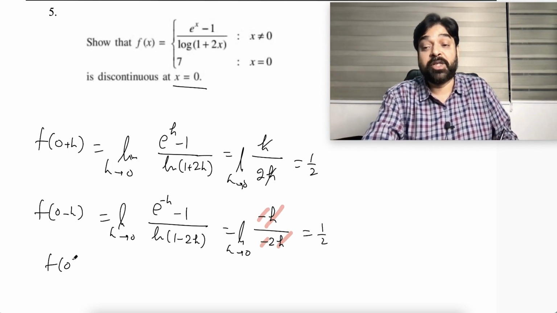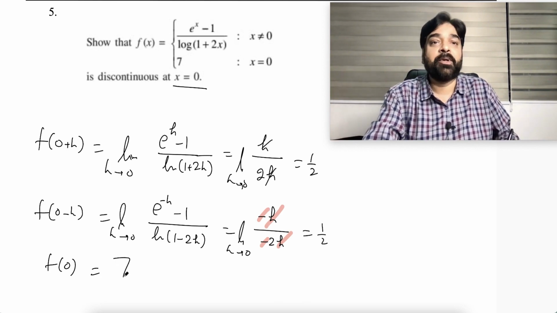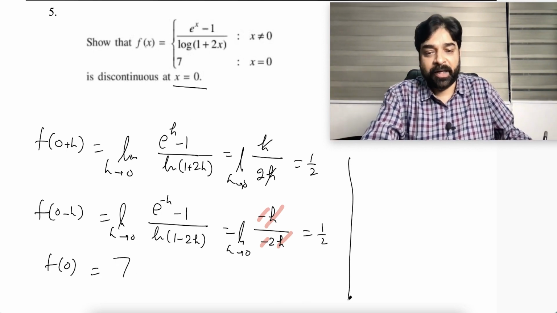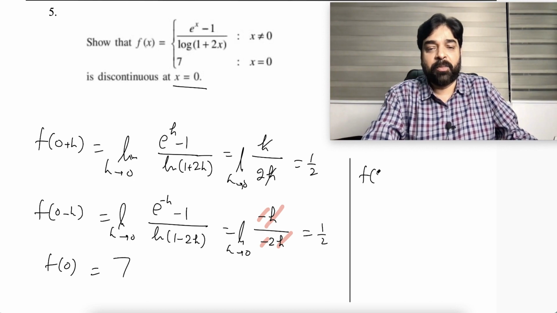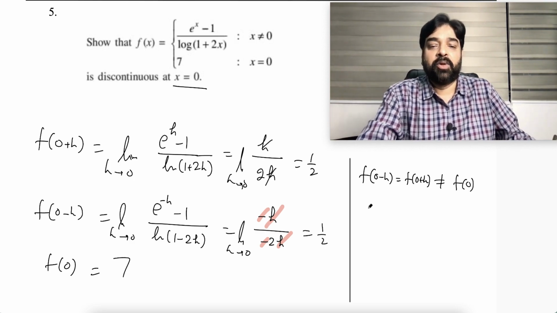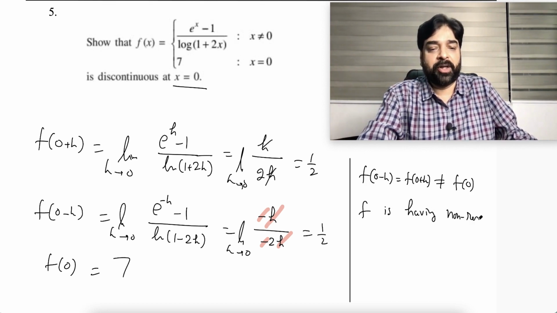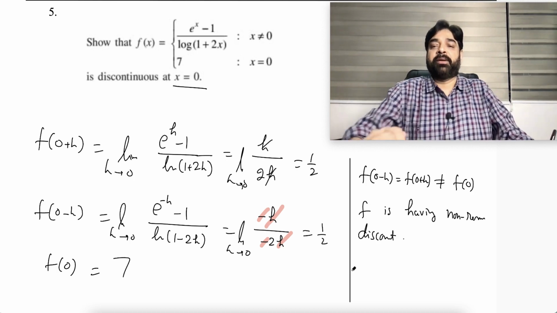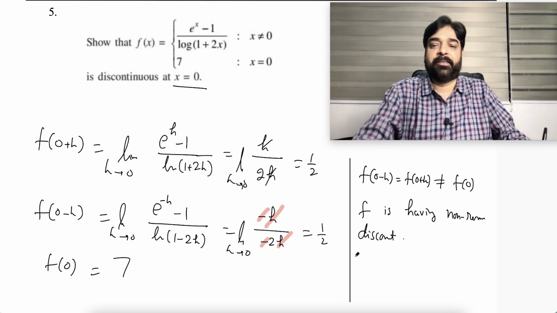And your f of 0, how much? It's already given. I don't have to calculate. 7. So, what are we getting? F of 0 minus h is equal to f of 0 plus h, but not equal to f of 0. Yes or no? So, f has non-removable discontinuity. Non-removable discontinuity. Am I right? Next question.